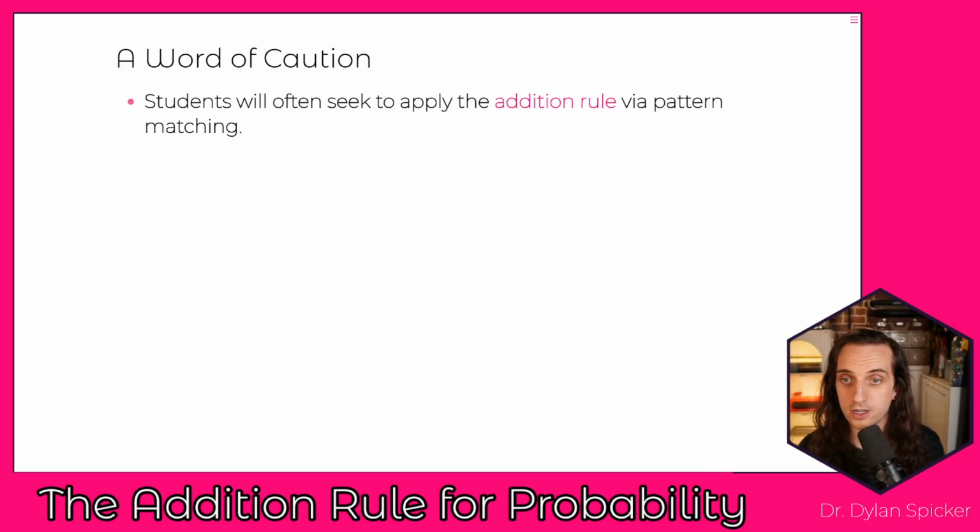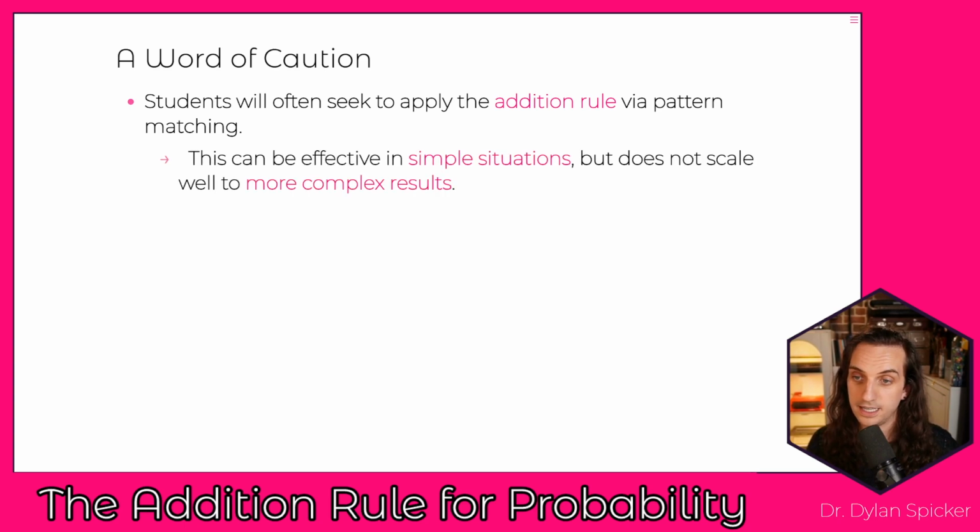Now, what's my word of caution here? Students learning probability for the first time are often going to seek to apply the addition rule, or other rules for that matter, through pattern matching. This might be effective in simple situations, but it's not going to necessarily scale well with more complex results. When you're solving a probability question, you're not just looking to decide, should I add here? Should I multiply here? You should be trying to understand fundamentally what's going on, and then what the fundamental tools are that we need to solve this.